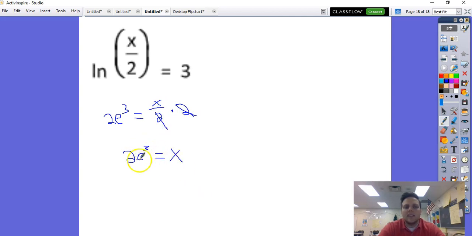So I get x is equal to 2e cubed. And I'm going to leave it like that. Now you may be wondering, Mr. Millen, why am I leaving e as e? I know it's a button I can type in my calculator.